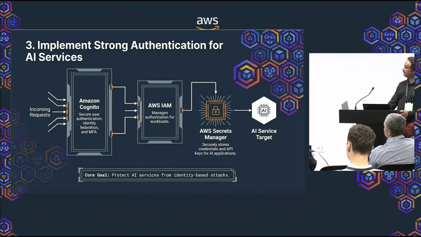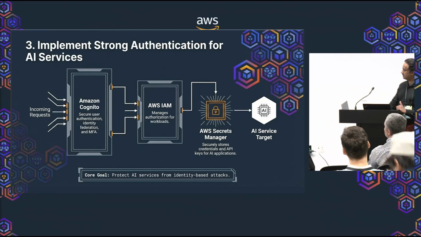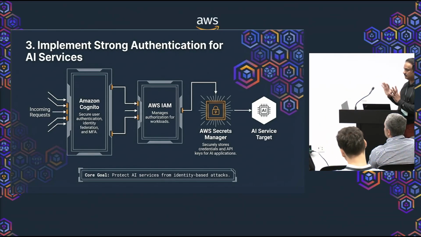Implementing strong authentication for AI services when processing incoming requests, using Amazon Cognito for secure user authentication, IAM to manage workload authorization, and Secrets Manager to store credentials and API keys for AI applications to access service targets.